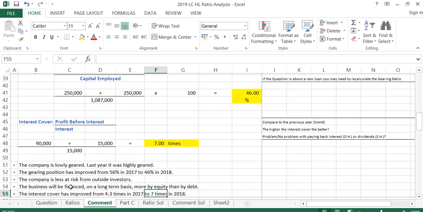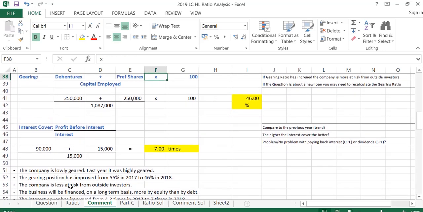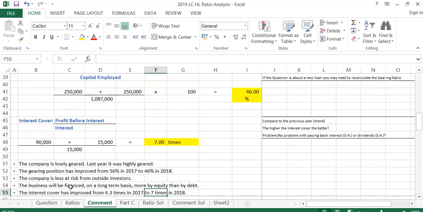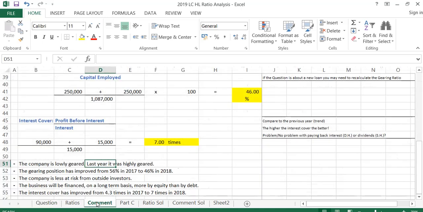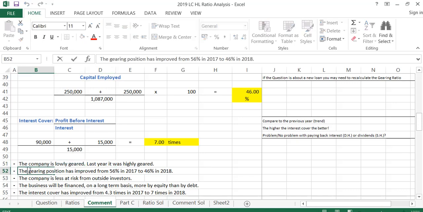So the comment on this, first of all, we're going to comment on the first ratio, the gearing ratio. So the company is lowly geared, it's less than 50%. Last year it was highly geared. So if we go back to last year, we can see our gearing was 56%. So it's gone down, which is good. The gearing position has improved from 56% in 2017 to 46% in 2018. Because it's gone down, the company is less at risk from outside investors. If it went up, we would say the company was more at risk from outside investors.